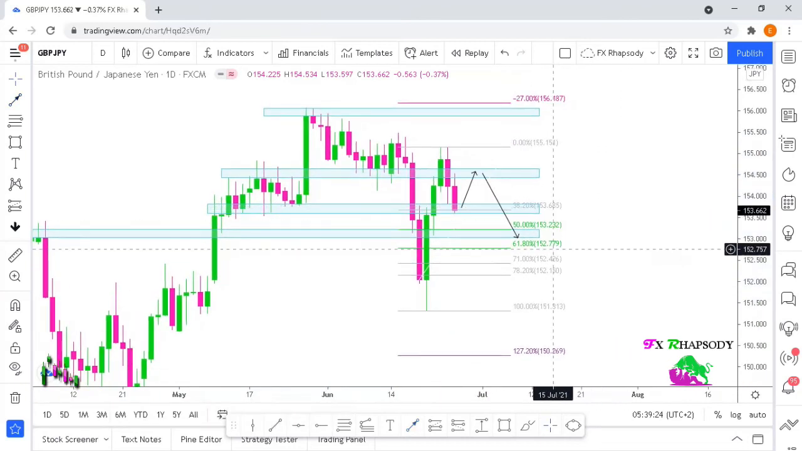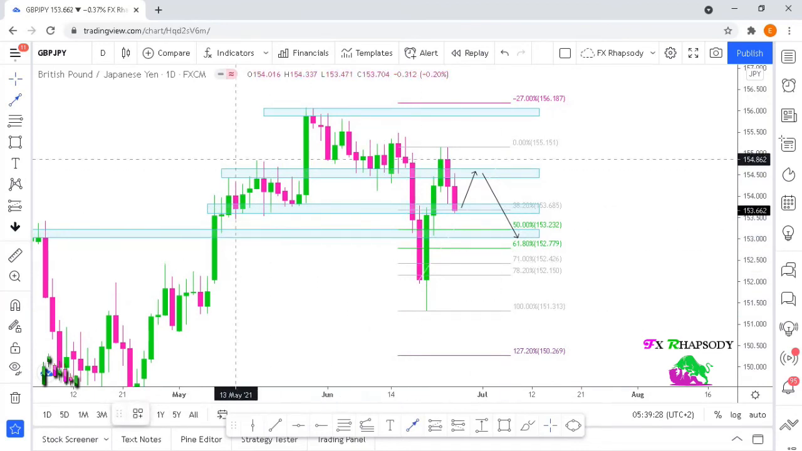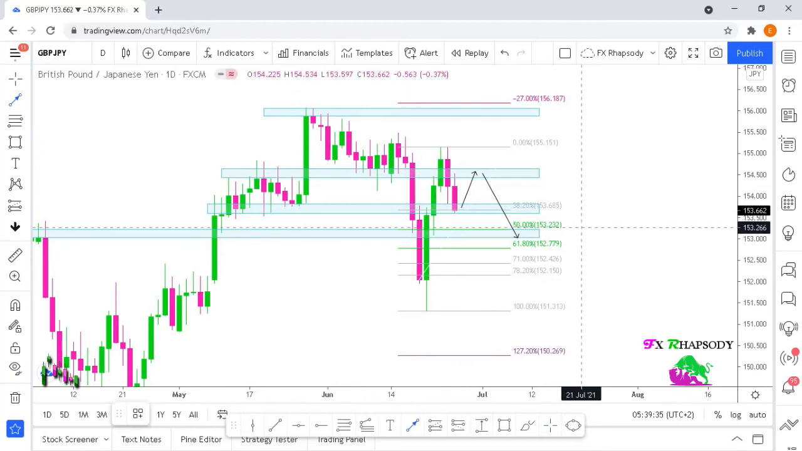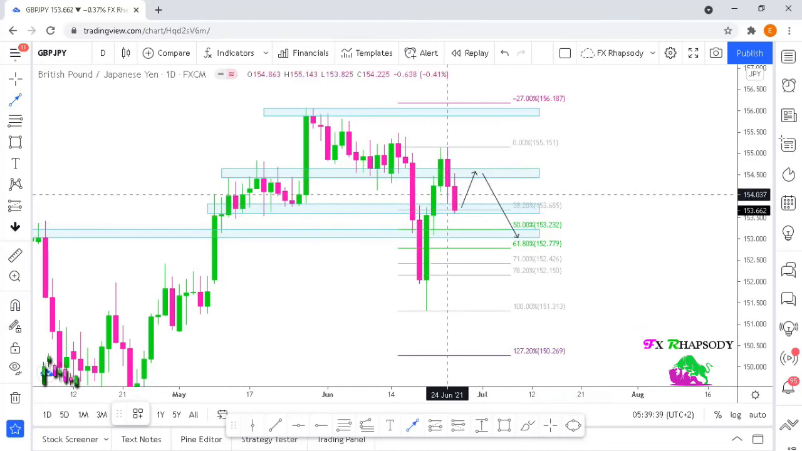Scenario 2, price might actually, because what we know now, especially with the previous analysis on the GU, we know that the British pound is getting weaker. Okay, we saw the net positions getting strong. So if we look at the British pound, Japanese yen, we can see price is heading down again. So what we're expecting is, if the British pound gets weaker, we want the Japanese yen to get stronger, and that will push this price down.